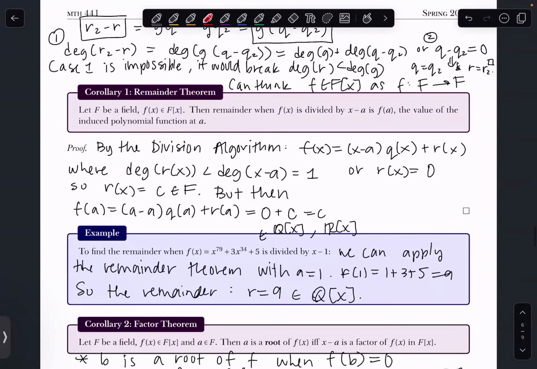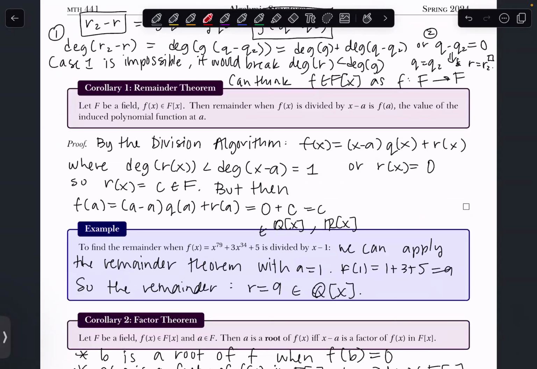Some of these consequences we did see previously, but let's remind ourselves that when you're dividing by something linear, in particular something that looks like x minus a, you immediately know what the remainder has to be. It's going to be a constant polynomial, and it's the output you get when you plug a into your function. I can think of my polynomial as a function, plug in a for all my x's, and I'll get something back inside of my field.